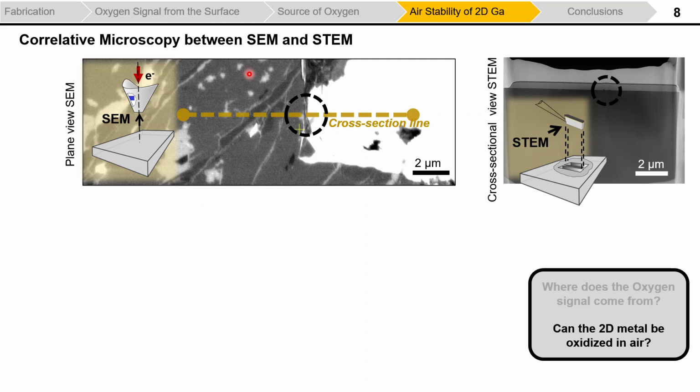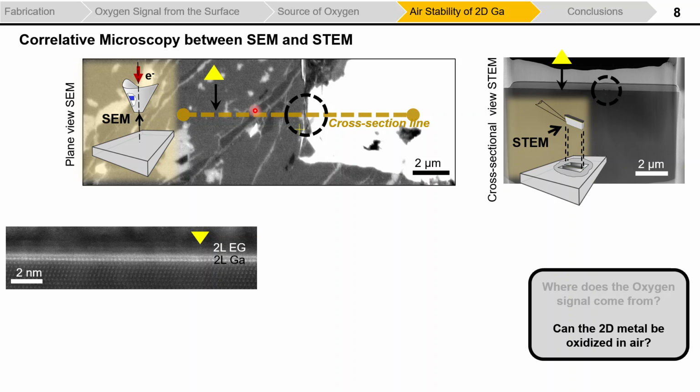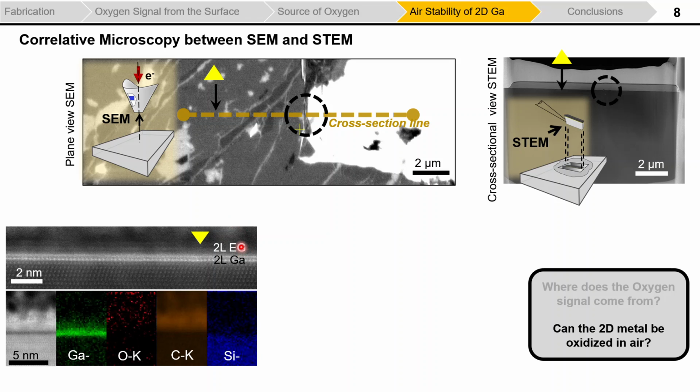So now we understand where our peeled and unpeeled regions are. When we look at the unpeeled region, we can see crystalline gallium epitaxial to the silicon carbide and covered by bilayer graphene in this case. And our EELS analysis shows no oxygen within the gallium region.